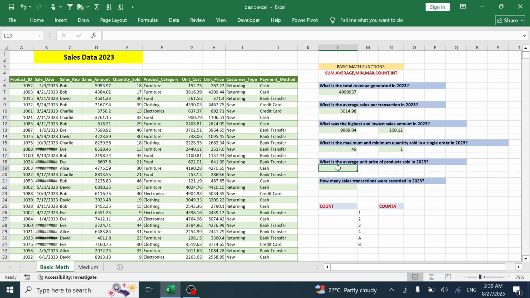The fifth question is, what is the average unit price of products sold in 2023? So we need to use the unit price column and calculate the average. For average we use the average function, and in the sales table we use the unit price column, close the bracket. Here you can see it is a very long decimal number. So what we can do is round it down to 2 decimal places. We have a function with the name round down.